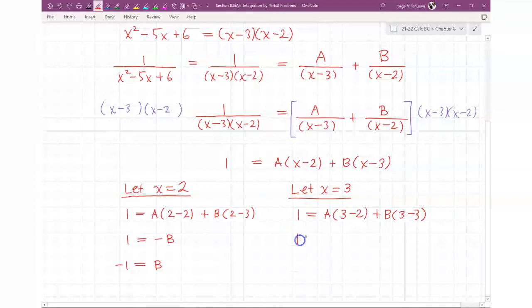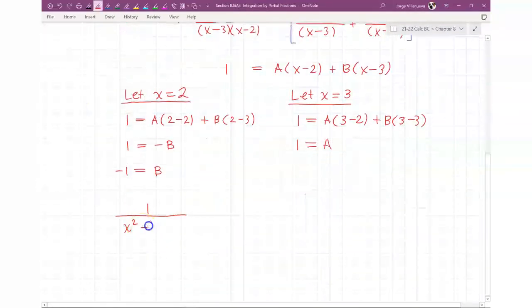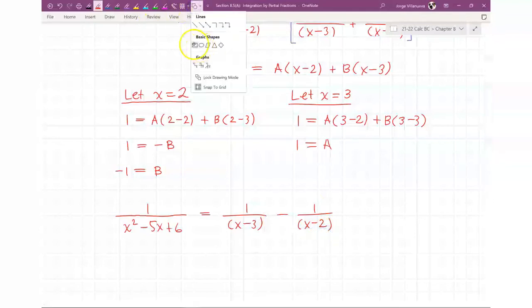So that becomes 1 is equal to A, so nothing else to do there. A is 1. Okay? So A is 1 and B is negative 1. That means that my partial fraction decomposition, A over x minus 3 plus B over x minus 2, I can rewrite it like this. Let me write it out properly. What was it? x squared minus 5x plus 6? One over x squared minus 5x plus 6 is equal to 1 over x minus 3 minus 1 over x minus 2. And this is my partial fraction decomposition.